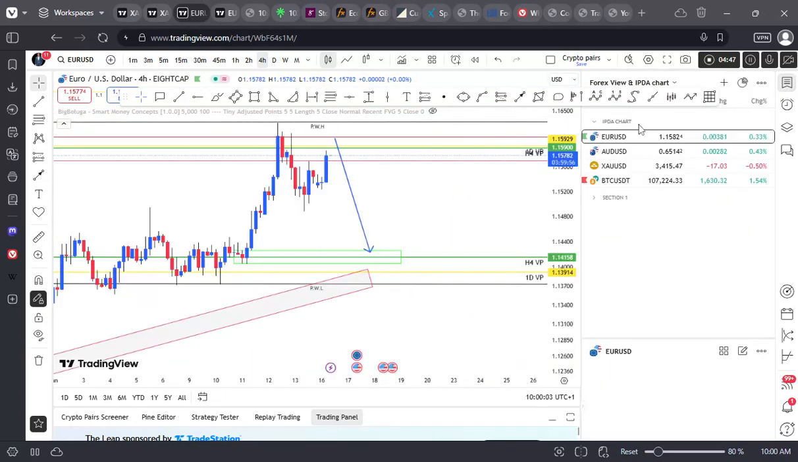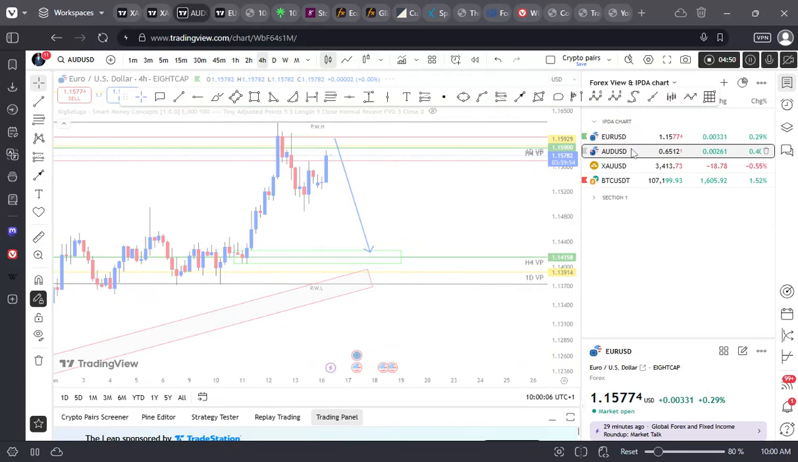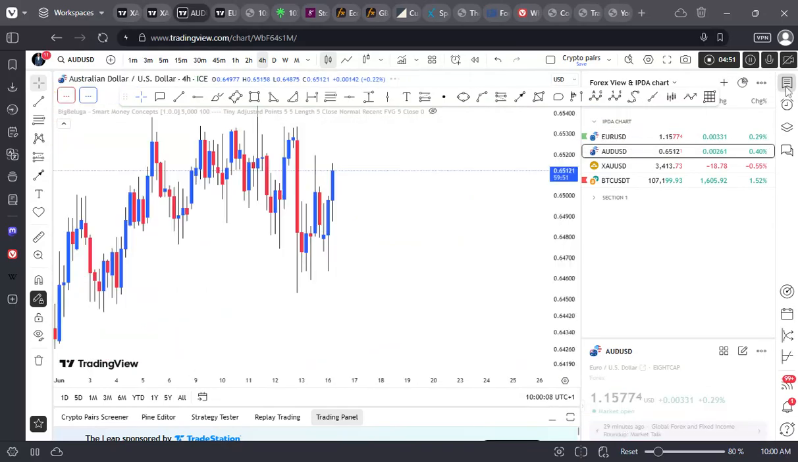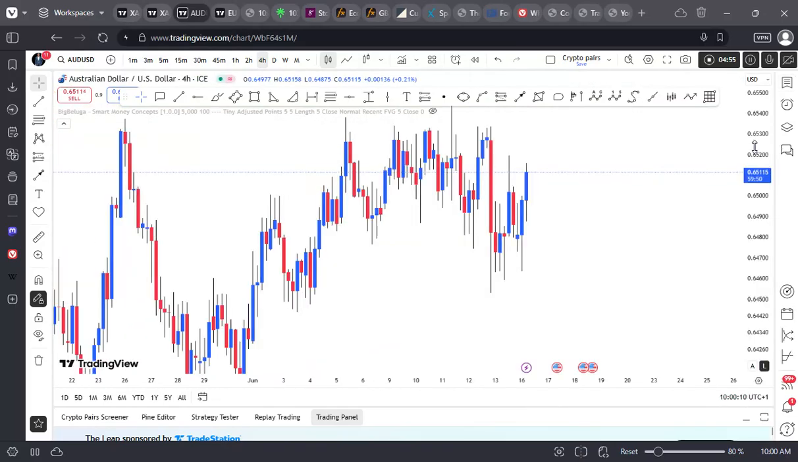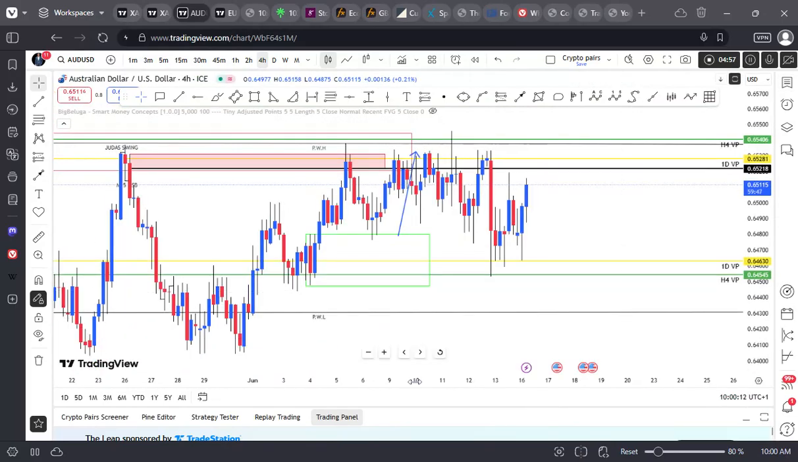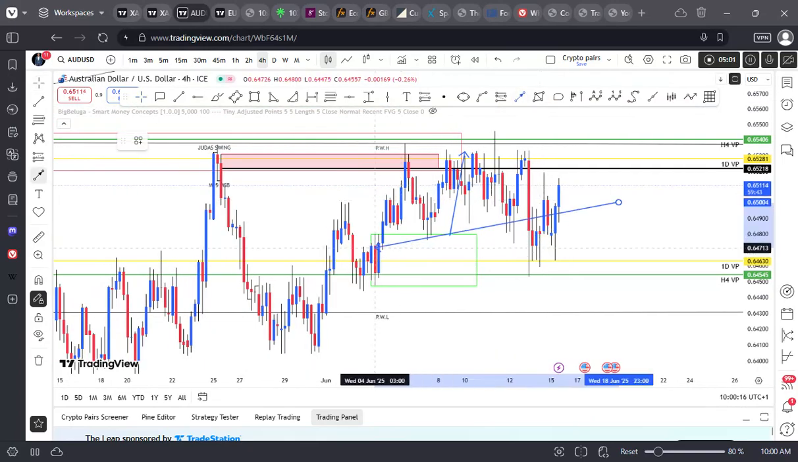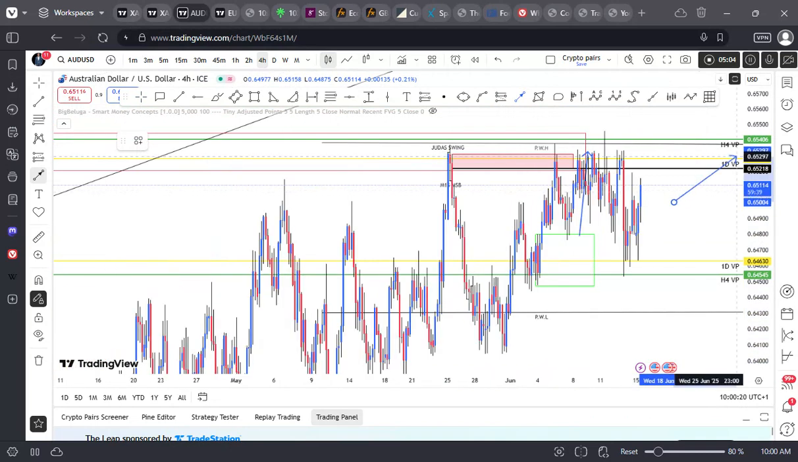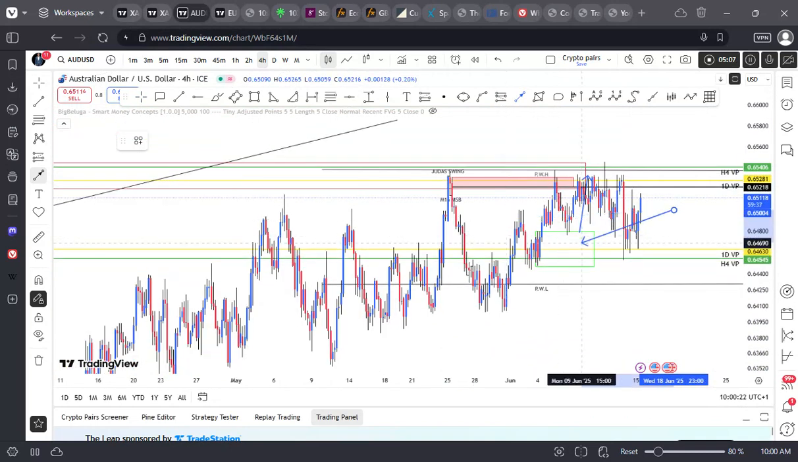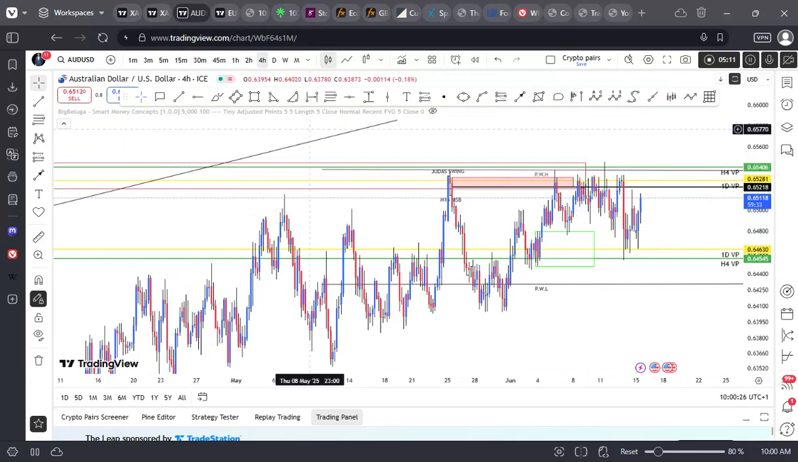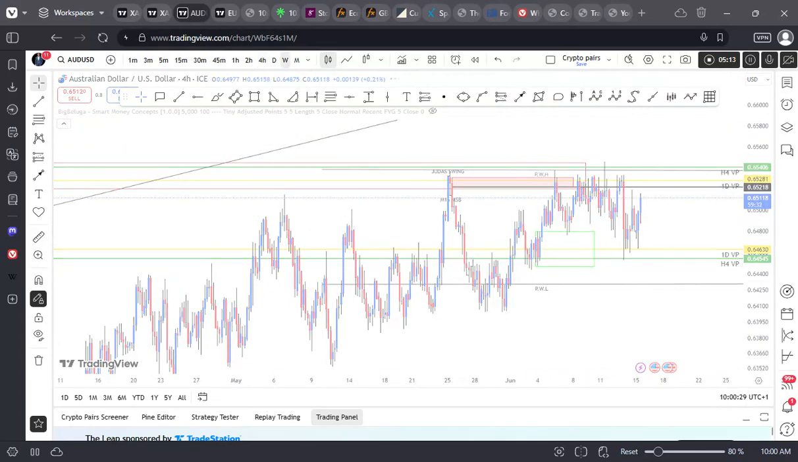Then the next is AUD USD. For AUD USD, we saw the market at this particular zone, this demand, this last red candle, and we said that the market is going to move up. If you can see, AUD has been choppy. So we didn't really focus on taking trades on AUD, but it moved as intended. So let's go to the weekly time frame and update this current chart.